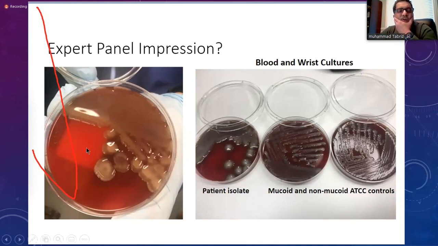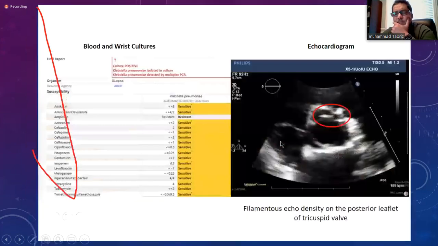So this is a very mucoid kind of growth. You can see this thick, grayish mucoid, sticky, gelatinous stuff growing from this bacteria, from this patient's wrist as well as in the blood. As I said, you always have to think about endocarditis for a patient who has multiple site infection.